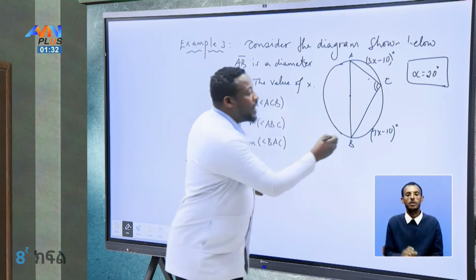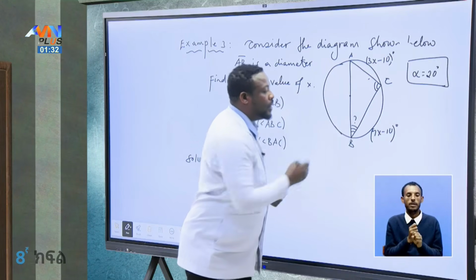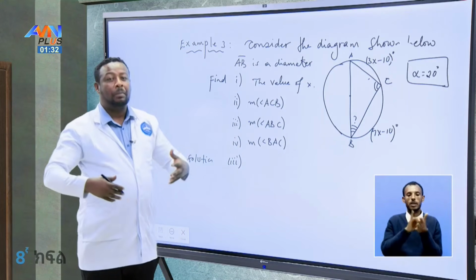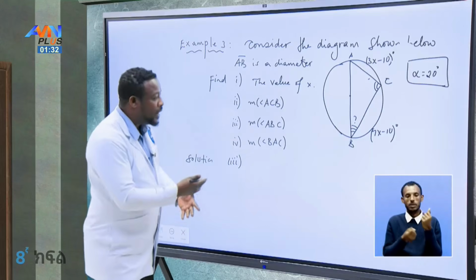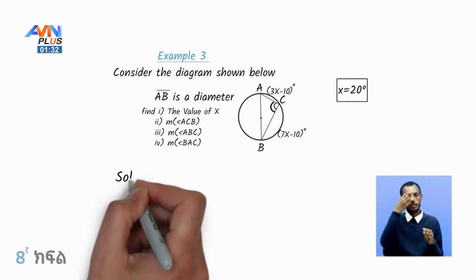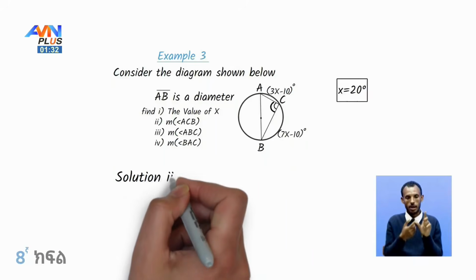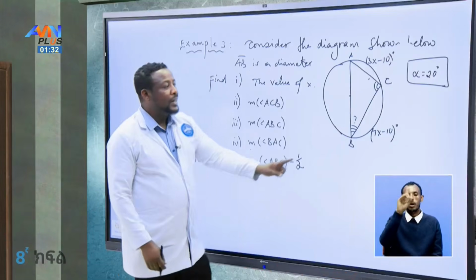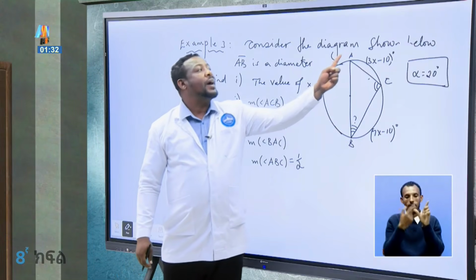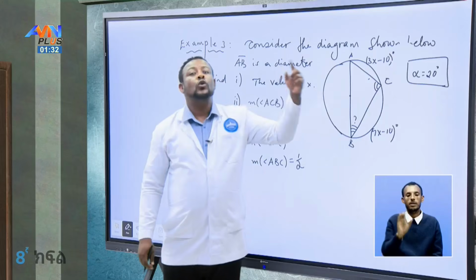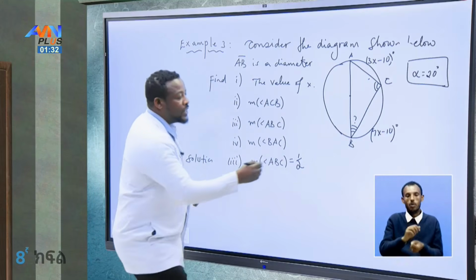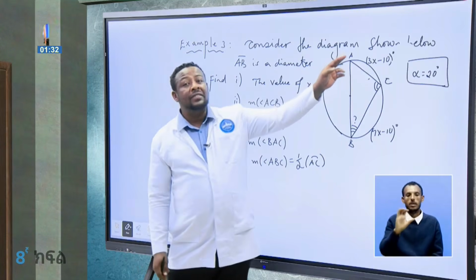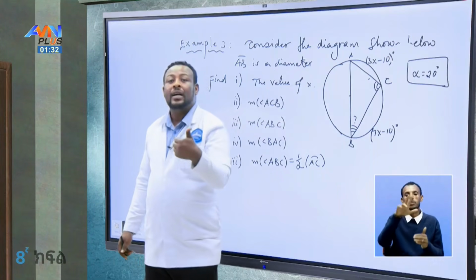Okay, we are asked to find this angle ABC. Based on the definition and the theorem that we proved before, the degree measure of angle B, or angle ABC, is equal to half of the arc subtending it. This angle is subtended by arc AC, so you have to substitute half of the degree measure of arc AC. Here, arc AC is 3x minus 10.